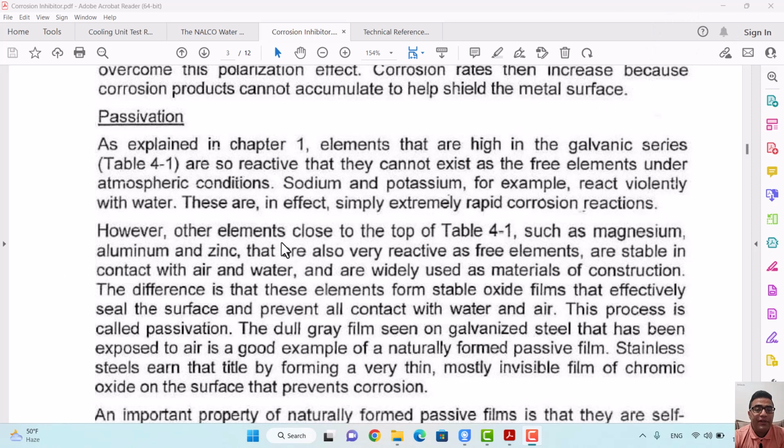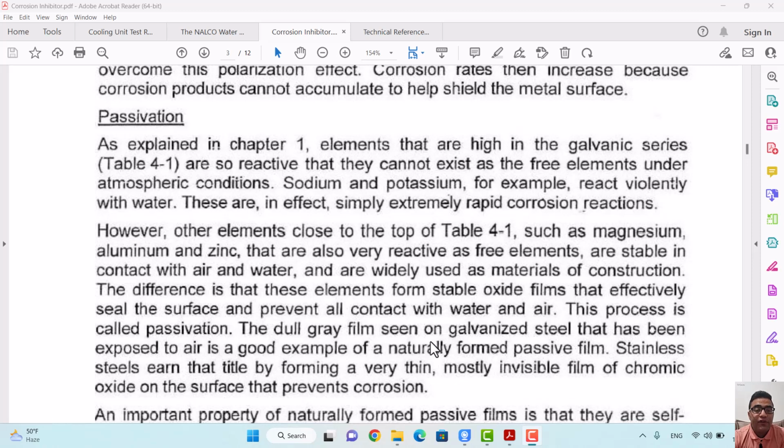However, other elements such as magnesium, aluminum, and zinc that are also very reactive as free elements are stable in contact with air and water and are widely used as materials of construction. The difference is that these elements form stable oxide films that effectively seal the surface and prevent all contact with water and air. This process is called passivation.